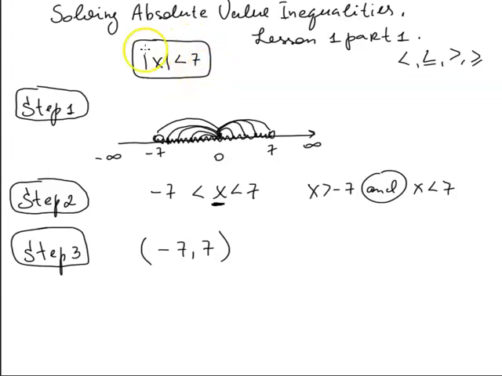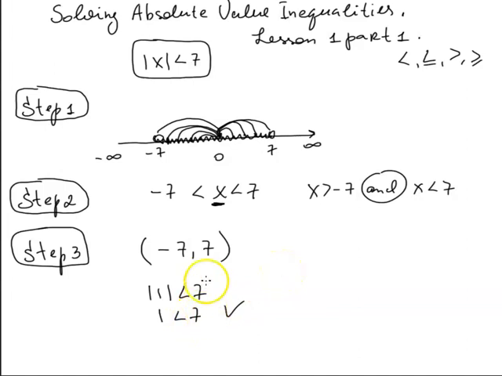And always I ask my students to check at the end. Pick a number from this interval, substitute the x with it, and see if it works. And the easiest number, the smaller the better, a whole number, I would say, okay, let's do 1. 1 is sitting between negative 7 and 7. So how about absolute value of 1? Is it less than 7? Absolute value of 1 is 1, less than 7, check mark, we're good.